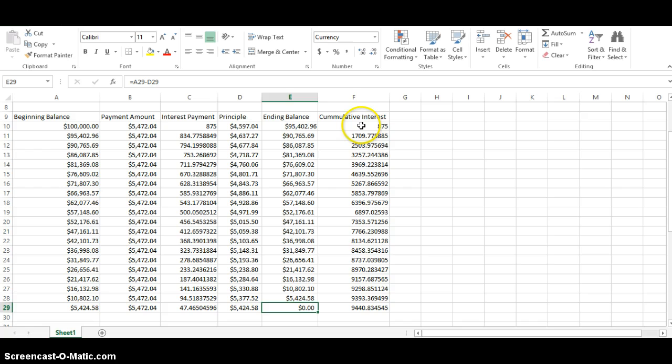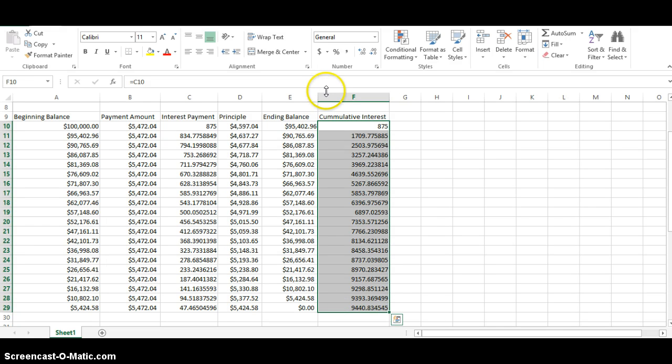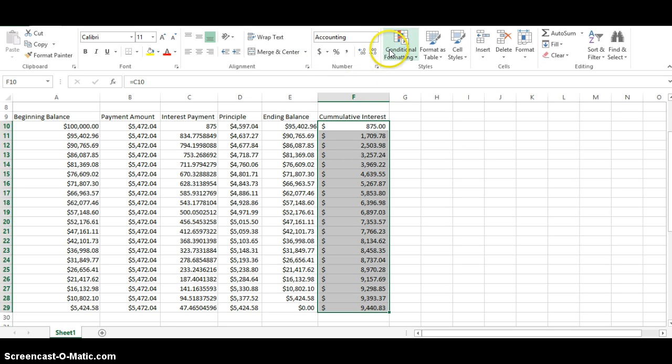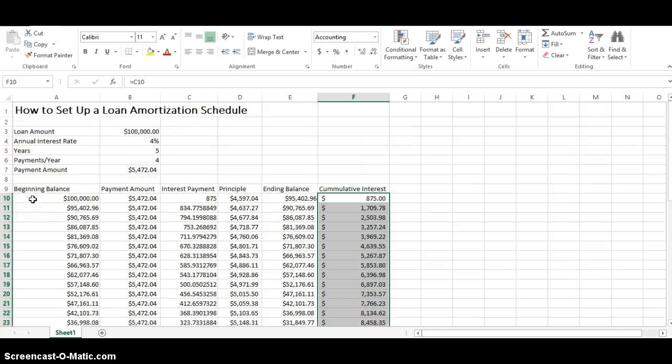And if you see, the amount of interest we paid started off at $875 and ended up at $9,440 and some change. Now, since this is not set up as currency, you're going to get extra decimal points. And if you'd like, you can set it up as currency as well, or you can just leave it as a general number. So this was a quick way to set up a loan amortization schedule in Excel.